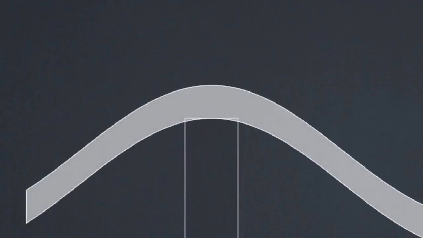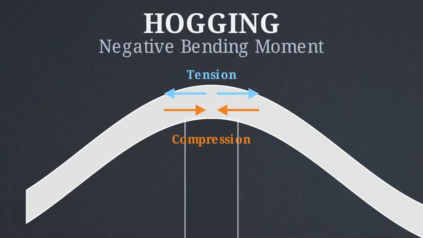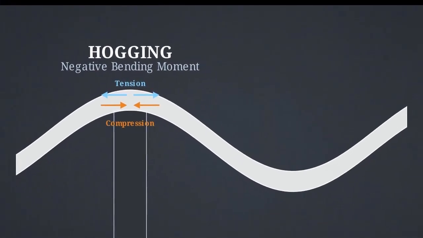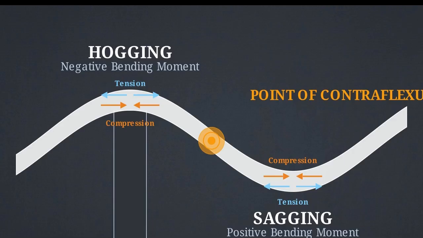Near a support column, these forces invert. The beam drapes over the pillar, stretching the top fibers and crushing the bottom. This is called hogging, and it creates a negative bending moment. Between the support and the center span sits the point of contraflexure. At this specific location, the beam transitions from hogging to sagging, and the internal bending moment is exactly zero.